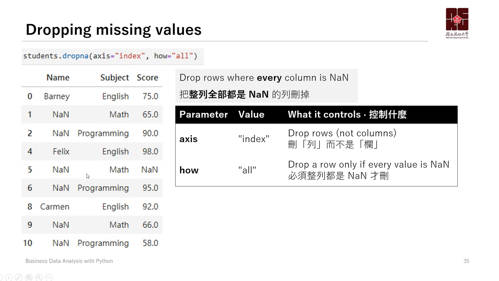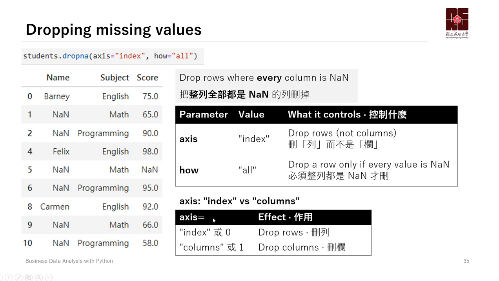And if today we needed to deal with the whole empty row, we would set it up with how equal to all. How equal to all is on when the whole row is empty, is missing value, so we will drop it out. So that is the meaning.